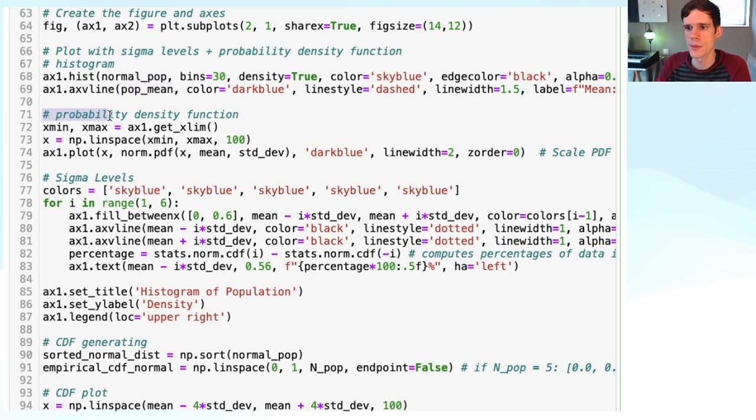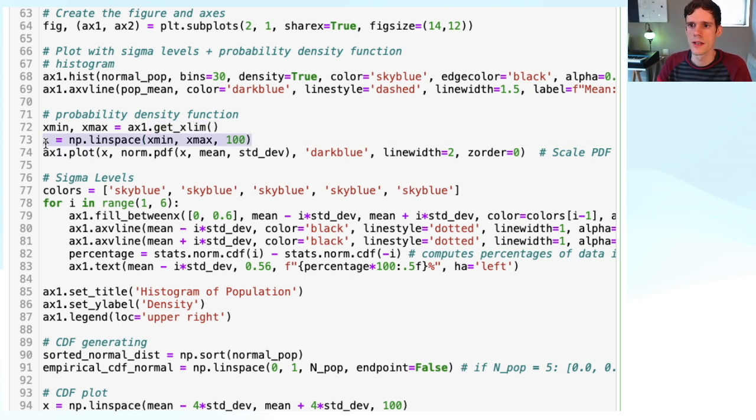Then we want to generate and plot the corresponding probability density function, which we will do in the following three lines. First, we define a minimum x value and a maximum x value, which we will use to generate the PDF. To do so, we take our x's and we get our x limits. This will give us a minimum limit and an upper limit. Then we define our x.